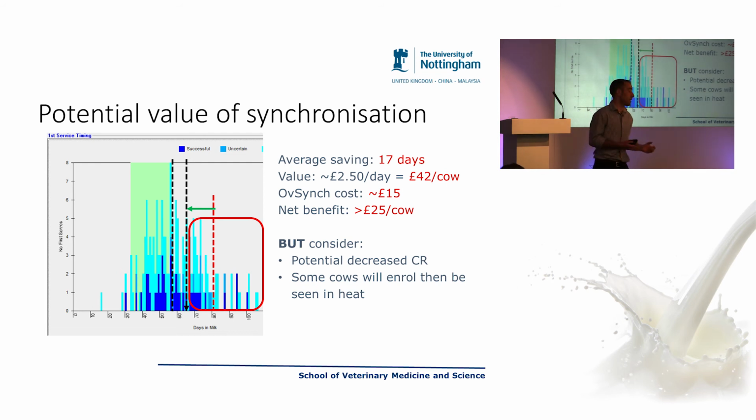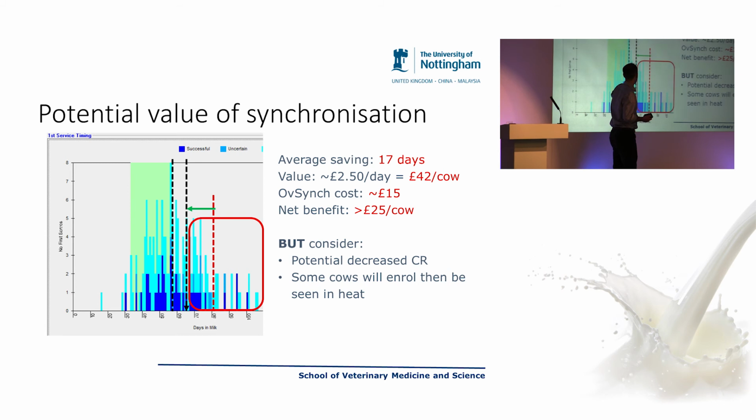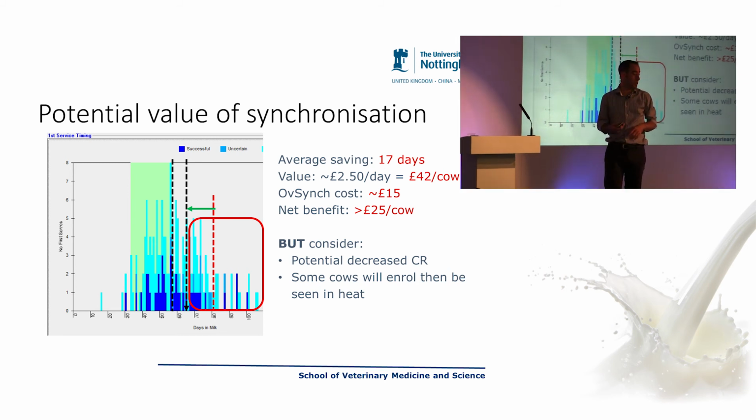But there would be some things to consider. You generally get a lower conception rate to a fixed-time AI, and some cows will get enrolled here, so they'll get their first GnRH jab and then get seen in heat anyway. So that adds to the effective cost.